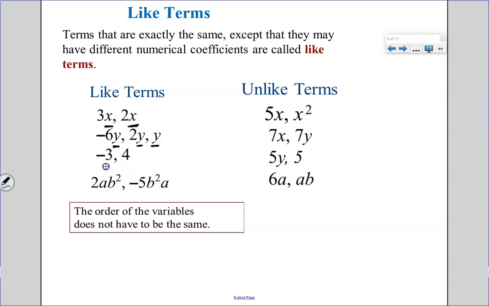Constants are considered like terms because if you look, they both have the same variable part, because they have no variable part. Negative 3 and 4 would be considered like terms. Unlike these, because this is a constant, but this has a y. Finally, the order of the letters does not matter, you just have to make sure you have the same ones. For example, I have an a and a b squared. This term also has an a and a b squared, even though in a different order, so they'd be considered like terms. This, on the other hand, is unlike terms because this has an a while this has an a and a b.